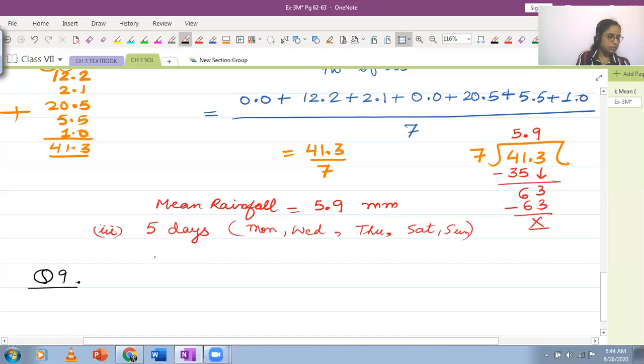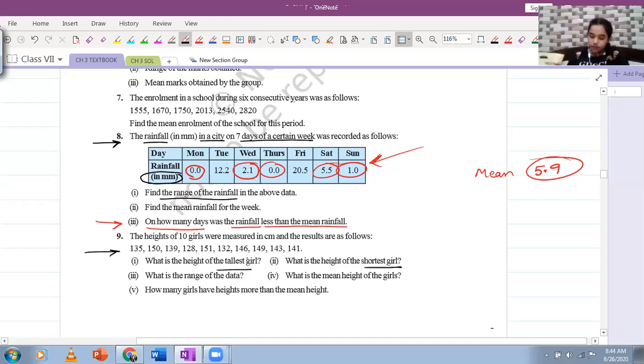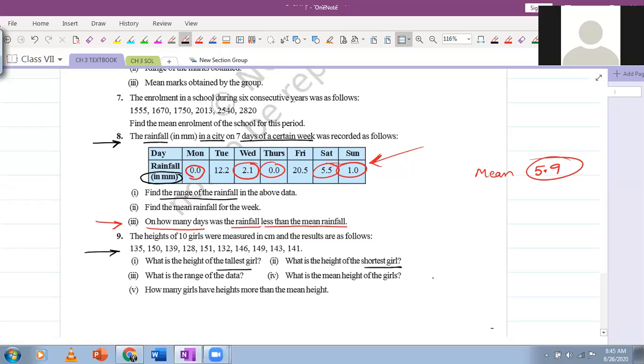Question number 9 is the heights of 10 girls in centimeters is given. So the height of 10 girls was measured in centimeters and the results are given here. The list has been given. First question is, what is the height of the tallest girl? 151 centimeters. That's correct. What is the height of the shortest girl? 128 centimeters. What is the range of the data?